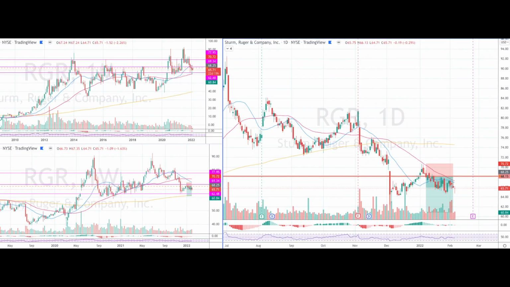Let's move on. RGR, this is one of the remaining shorts that I'm currently in. Nothing much to say here other than it's moving really slow. I moved my stop down to 68.15, so basically break even. Can't lose on this trade unless we get a gap. We have earnings coming up, estimated February 23rd, so we still have some time to sit in this trade.